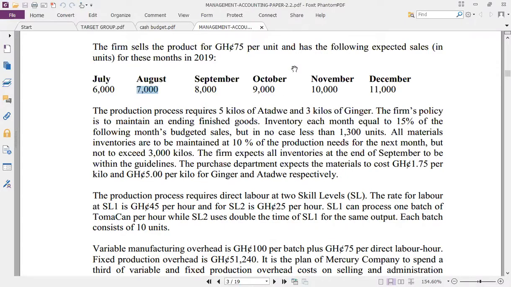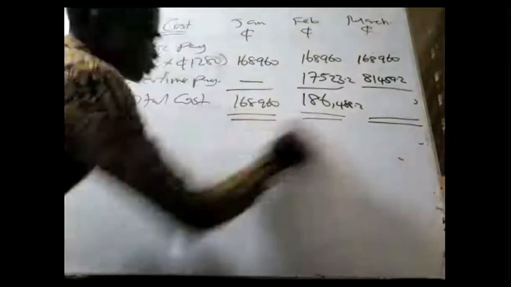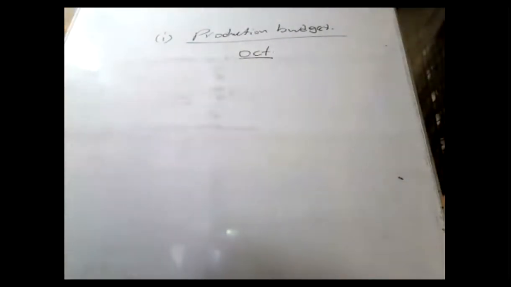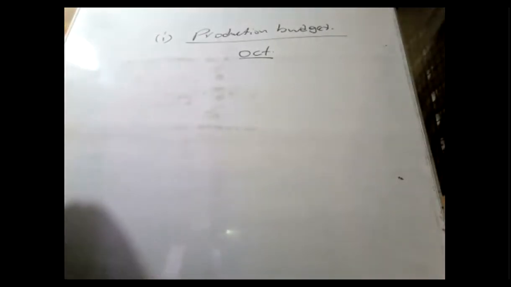So let's do that. Let me look at the production and take all the production from the game. Okay, so here after the examiner, production budget. Even though the examiner asks for the month of October, I'll do the examiner good and add November, but November is not part of the solution. You're only looking for what? October. Just October. So I'll use the pencil to write November.